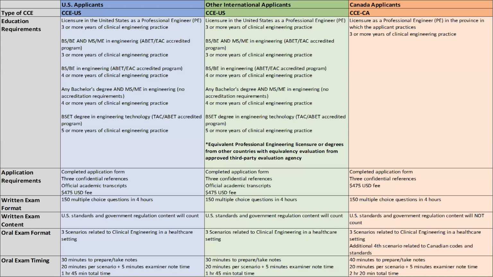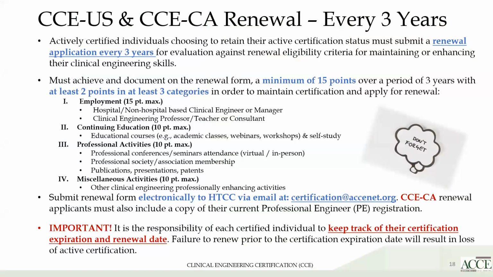You have 10 minutes per scenario to prepare and then 20 minutes per scenario to answer. Canadian applicants will have a 4th scenario related to the Canadian codes. You can see the time frame for US and other international applicants is 1 hour and 45 minutes total, and for Canadian applicants it is 2 hours and 20 minutes because of the additional scenario that is presented. Once you successfully complete all 3 steps, you will have your certification issued, and from that point, you will renew every 3 years.